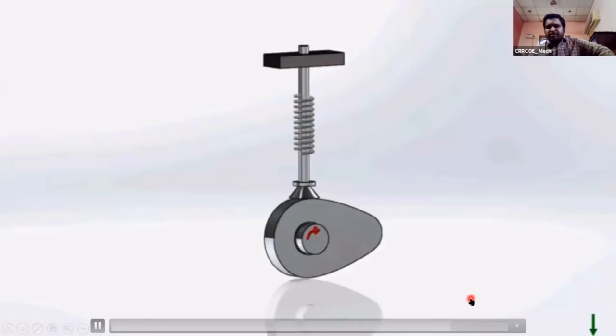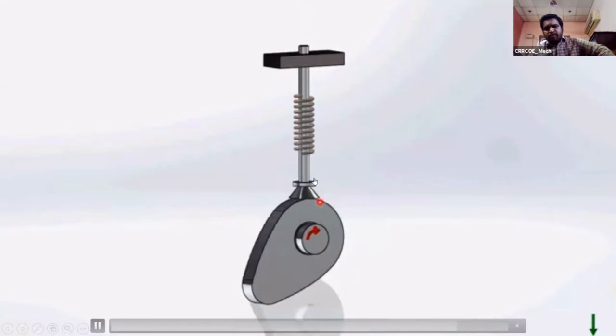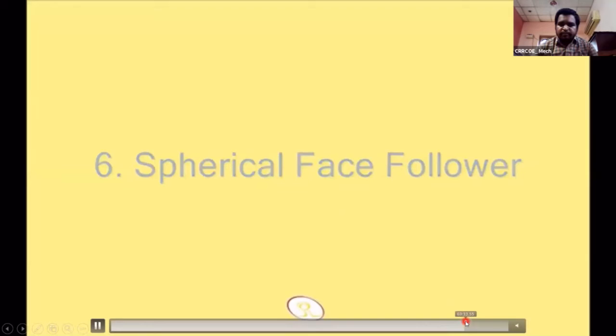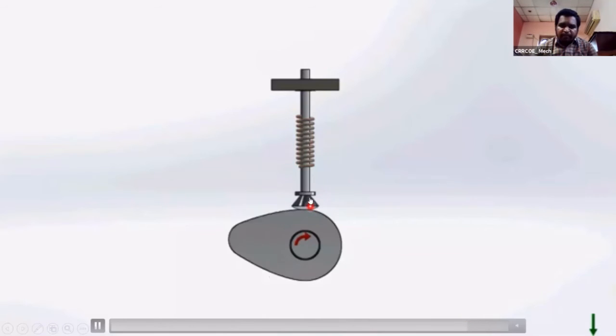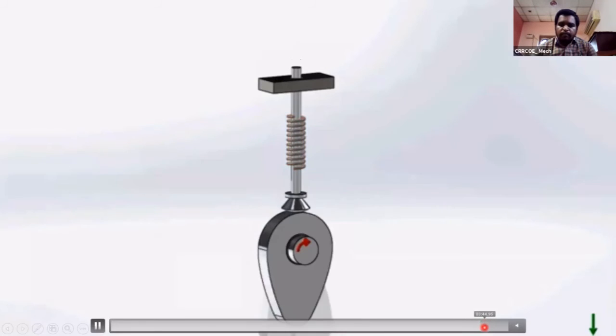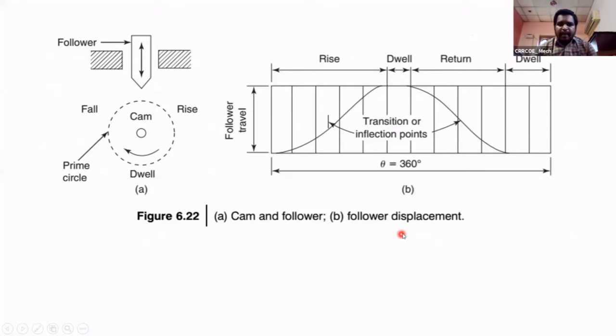Based on the shape of the end of the follower, we have different followers, and we have different advantages with the different shapes. Spherical shape means the end of the follower is like a sphere or hemisphere. These are the different types of followers and cams.